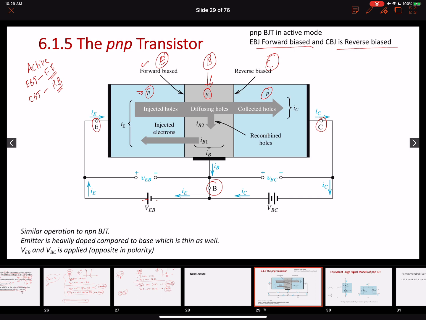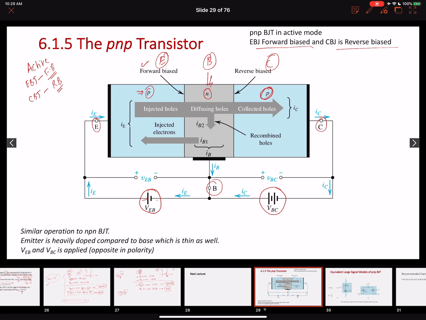Then in order to make the collector-base junction reverse biased, since our collector is a p-type material, I want my base to be at a higher potential than the collector terminal. The collector terminal is again p-type. So you will notice that the polarities of these batteries are exactly opposite to the NPN transistor, because now we have complementary p and n-type regions for the emitter, base, and collector regions.